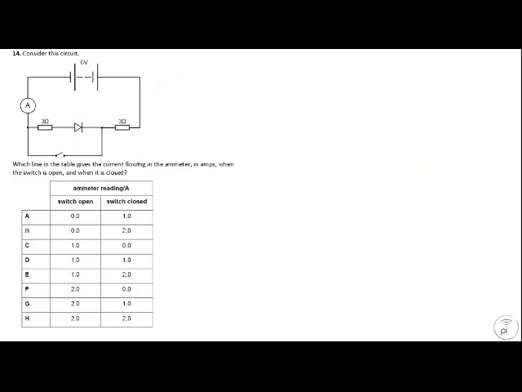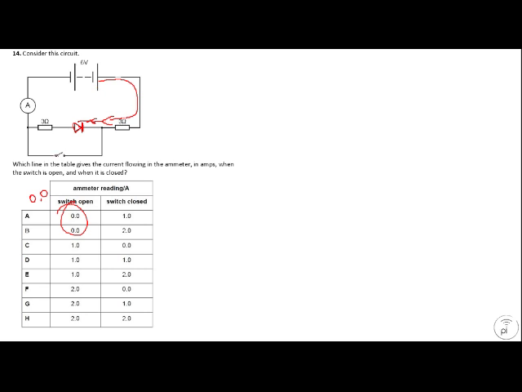14. Which line in the table gives the current flowing in the ammeter in amps when the switch is open and when it's closed? When the switch is open, there is no current because here we have got diode, which will not allow current to go through it. So when switch open, there is no current, it's 0.0. Two answers can now be determined.